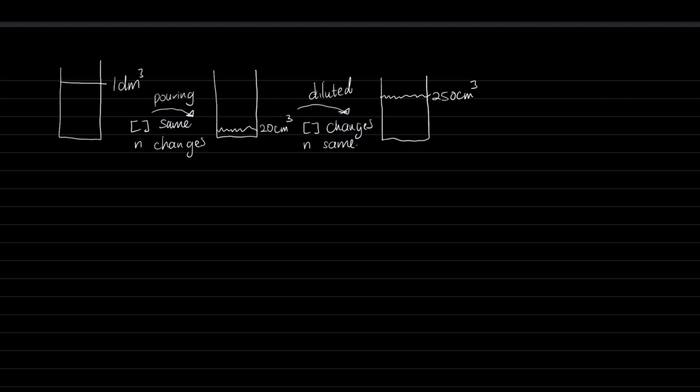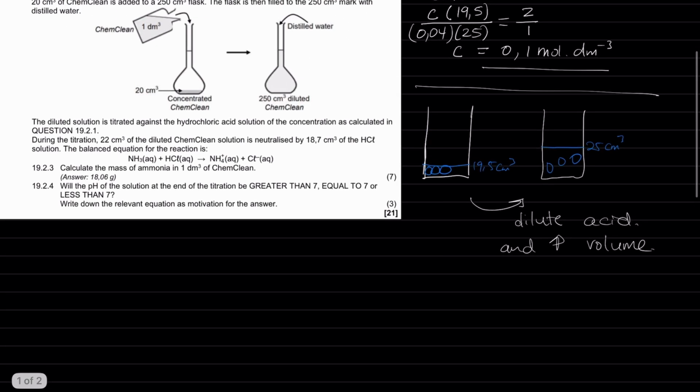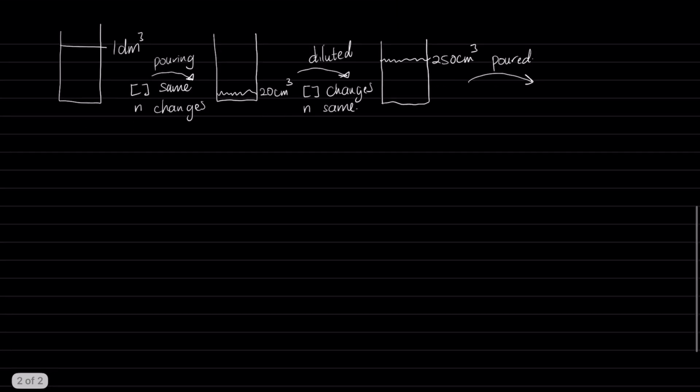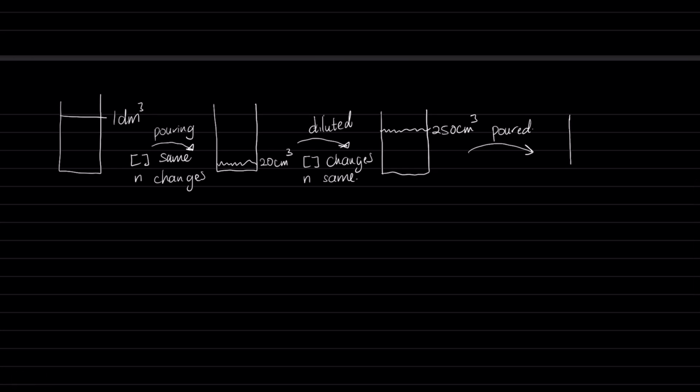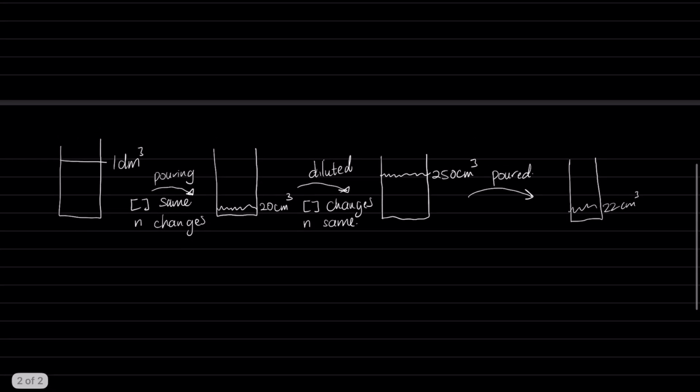Then from here, again, they poured out. Now for the titration, how much did they use? 22 cm cubed was taken out from here. And again, when you're pouring, what stays the same and what changes? When you are pouring, the concentration is the same and the number of moles changes. And it was at this point that they did a titration.